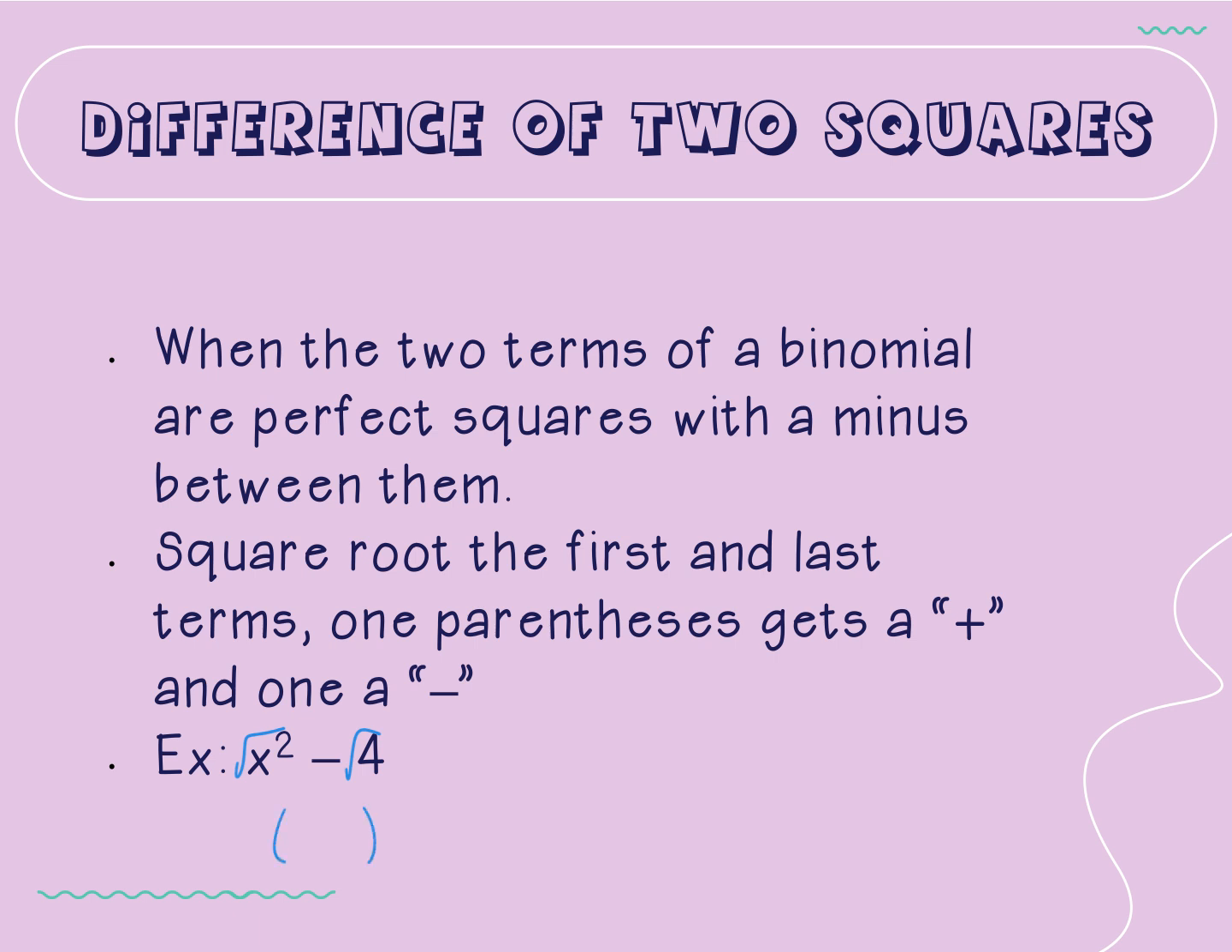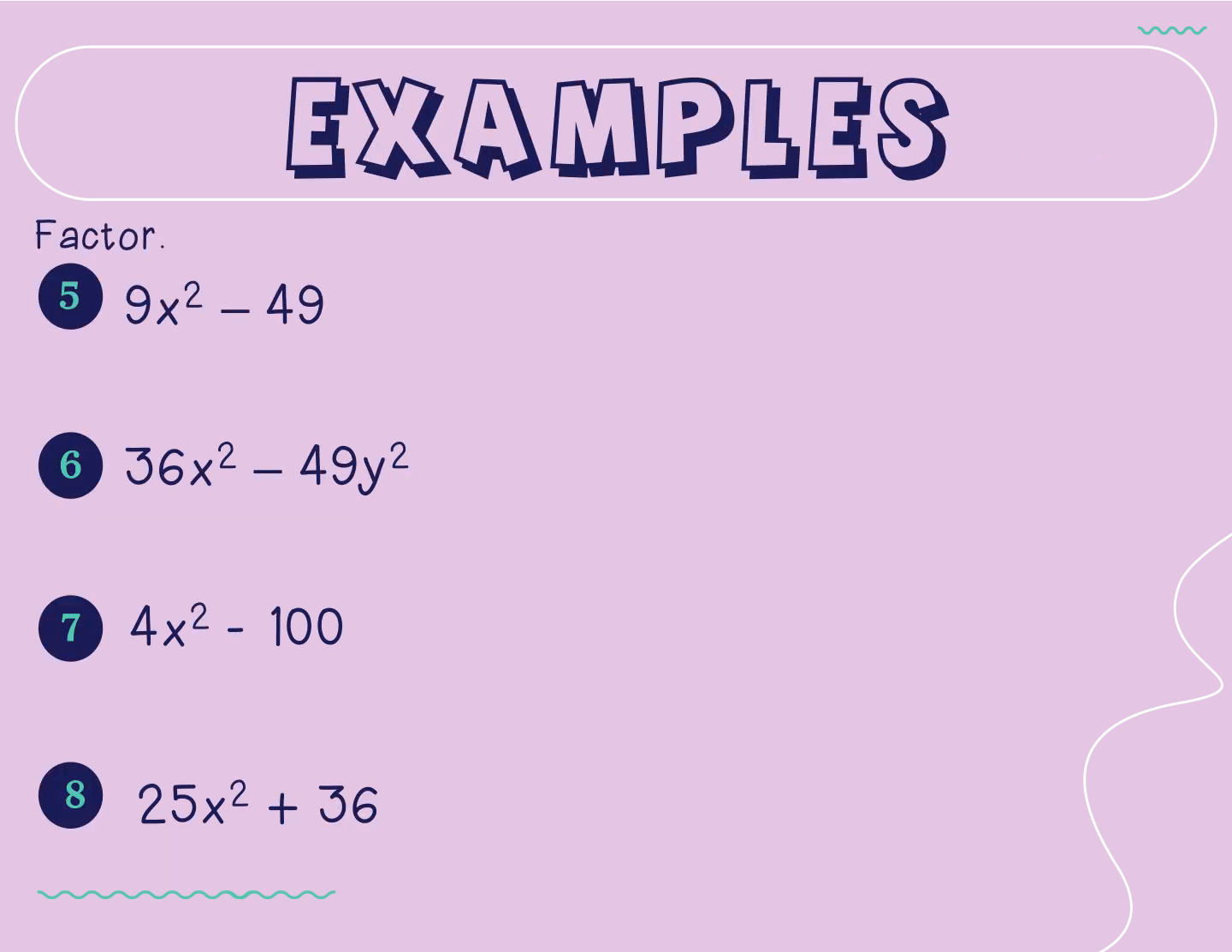So x squared minus 4. When I square root these, I get an x and a 2. So then one gets a plus, one gets a minus. You get two sets of parentheses, right? And it looks something like that. All right, so let's try some of these.